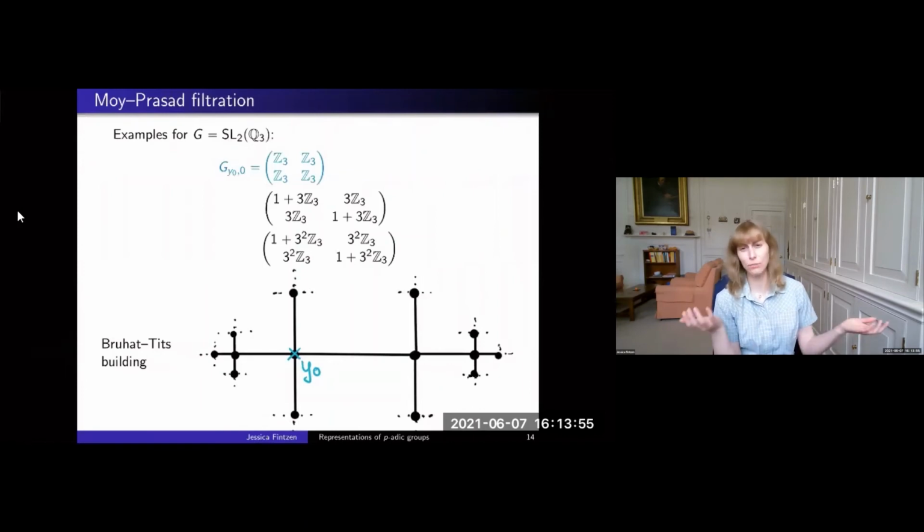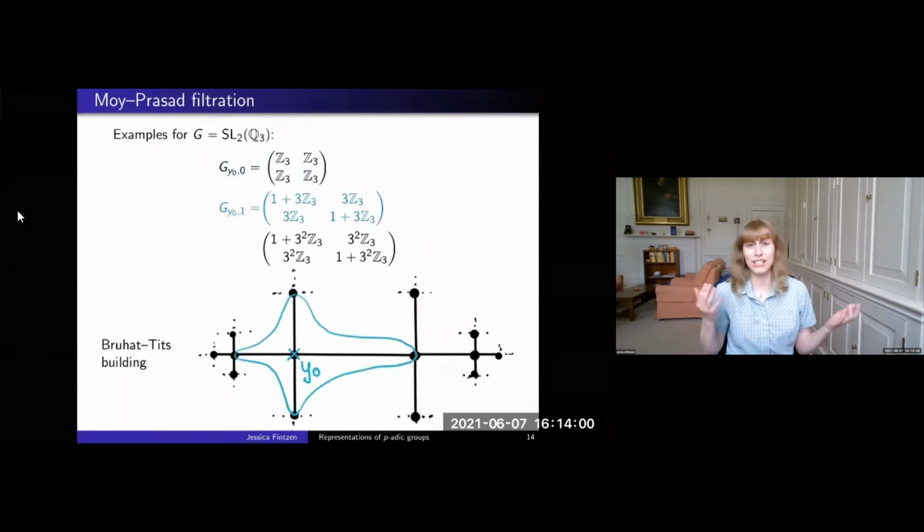Now you want to get a smaller compact open subgroup. How can you do this? You can do this by just fixing more. And so that's basically how this filtration is defined, roughly. The zeroth filtration subgroup is just fixing the point y0, and it fixes the ball of radius 0 around it, just the point. And the next one is, again, the point y0, but we fix also the ball of radius 1 around it, so everything that has distance 1 from it gets fixed. So that's the next filtration subgroup.